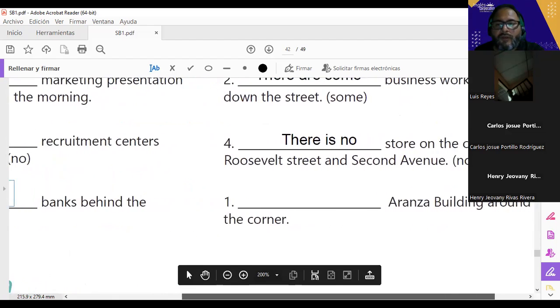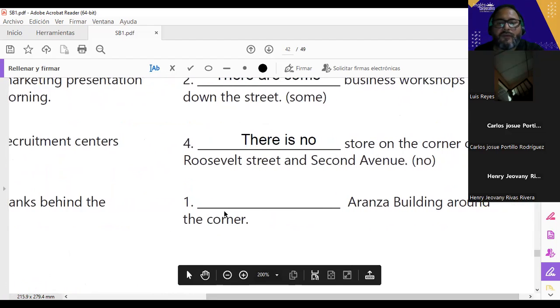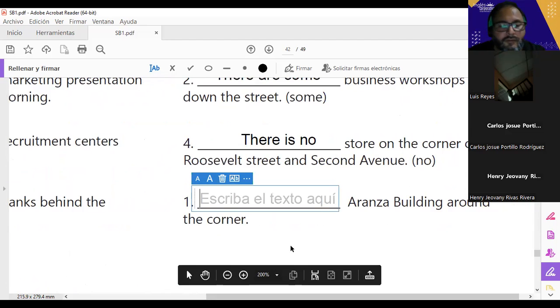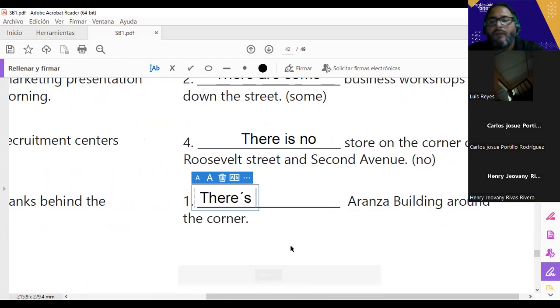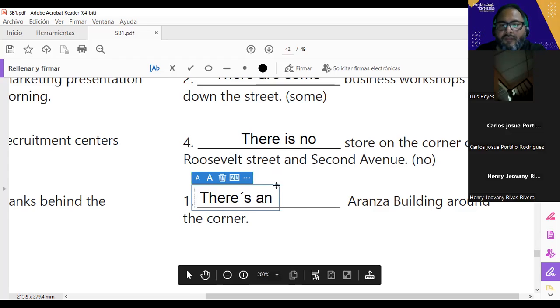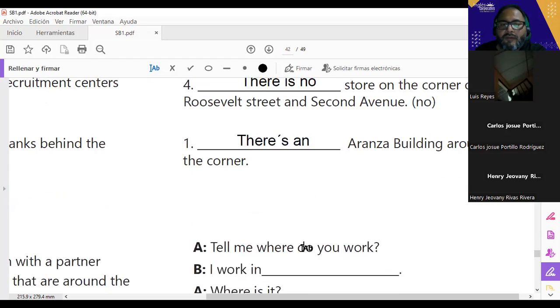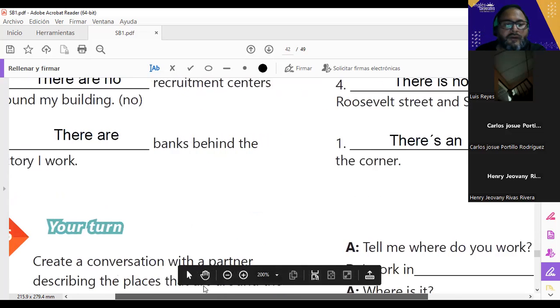Number one over here, I think there's a mistake over here. There is. There's a what? In a ransom building. Contractive form. Yeah, in a ransom building, right? In a ransom building around the corner. I think it's enough, right? And let me see. I think there are some others over here.